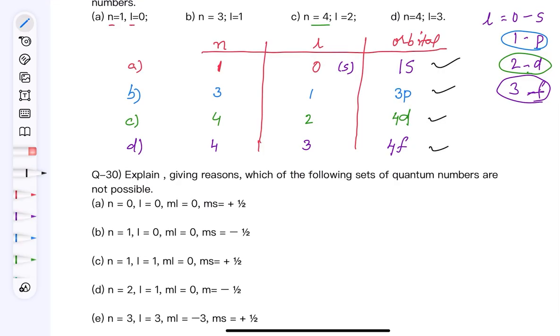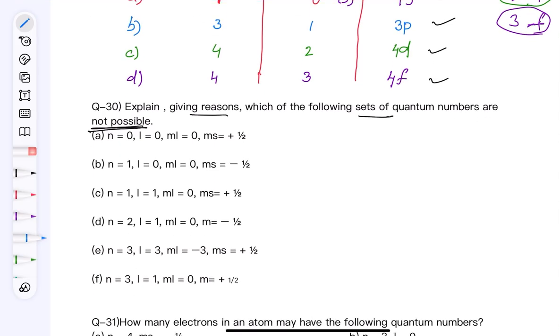Question number 30. Explain, giving reasons, which of the following sets of quantum numbers are not possible. So we need to discuss which are not possible. Let us discuss every set one by one. The first set says n is 0, L is 0, ml is 0 and ms is plus half. Here n is the principal quantum number, L is the azimuthal quantum number, ml is the magnetic quantum number, and the last one is the spin quantum number. Is this set of 4 quantum numbers possible or not? That is the question they are asking.